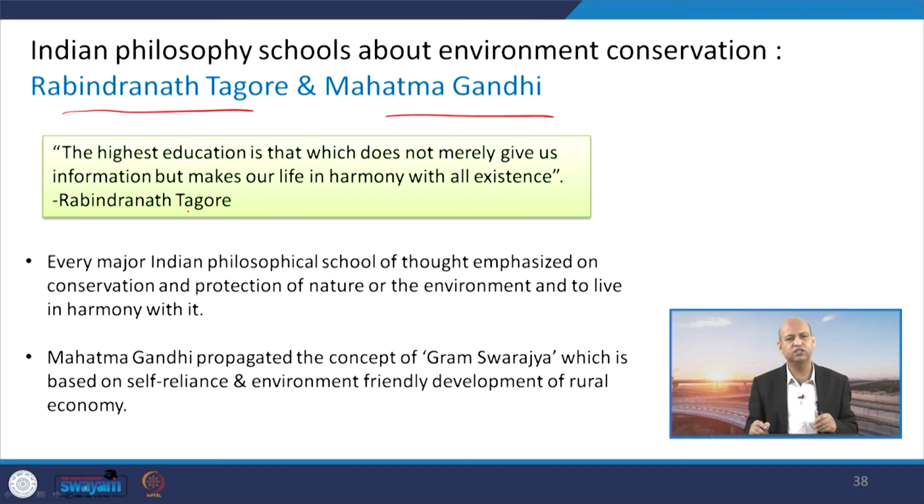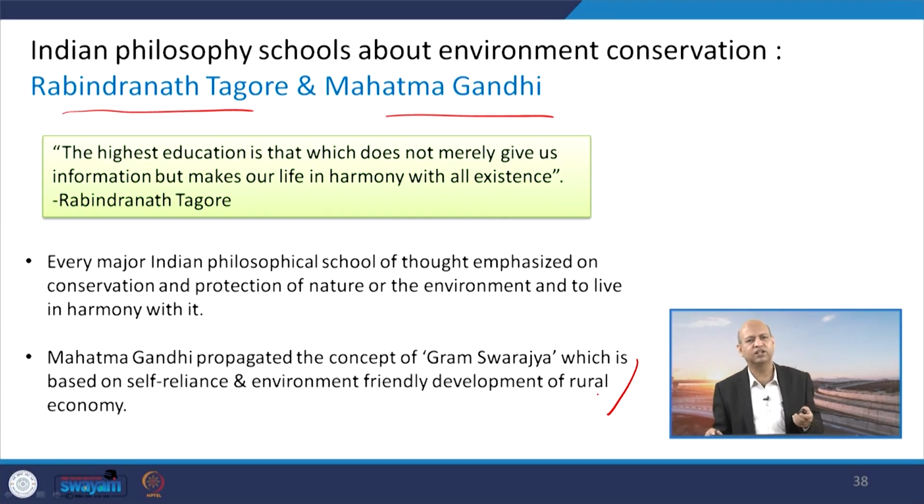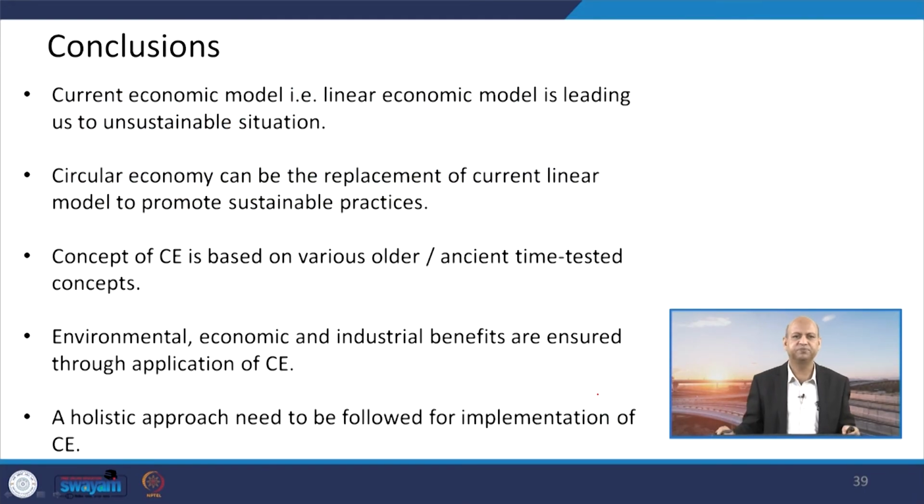Similarly, Mahatma Gandhi's philosophy of Gram Swaraj was basically self-reliance and environment-friendly development of the rural economy. So, those philosophies are eco-centric and nature-centric, and if we want to implement that philosophy in this industrial era, we can call it circular economy.